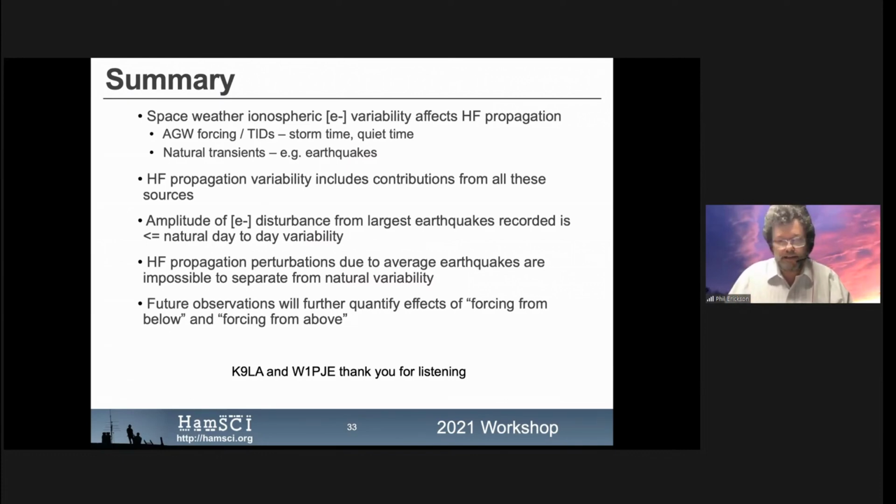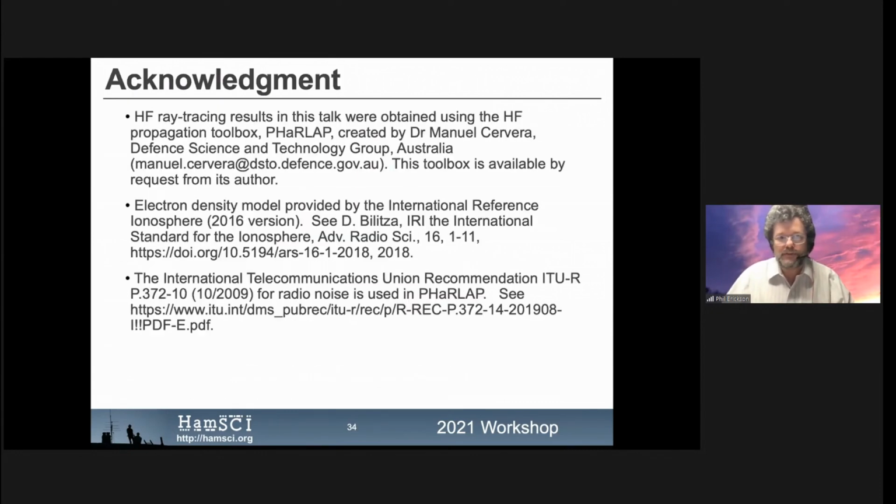So K9LA and W1PJE, thank you both for listening, and I'll put this up as an acknowledgement since we used FarLap and also the International Reference Ionosphere, and then the ITU recommendations for radio noise for those particular propagations. So I'm going to stop there, Christina, and let's see if there are any questions.